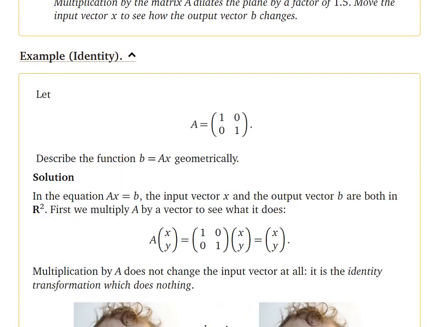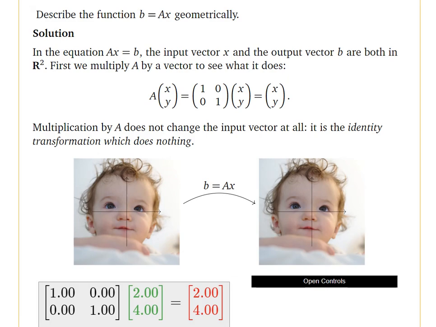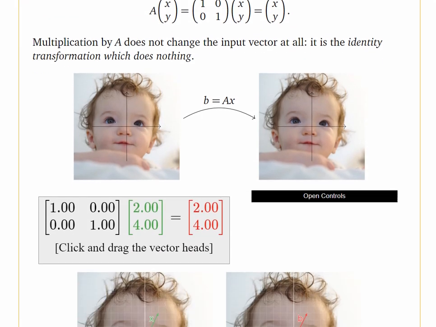The identity transformation is the identity matrix. So the identity matrix has zeros everywhere but the main diagonal, and the main diagonal entries are all ones. And of course, the identity matrix will just leave the baby picture exactly the same as it was.